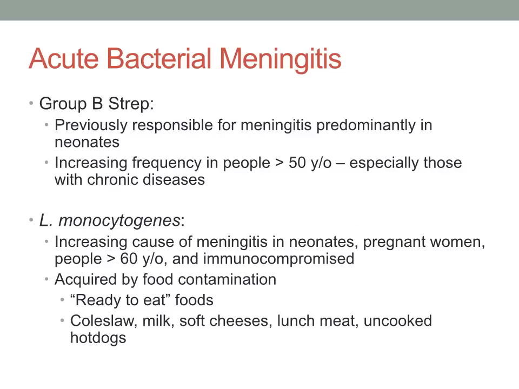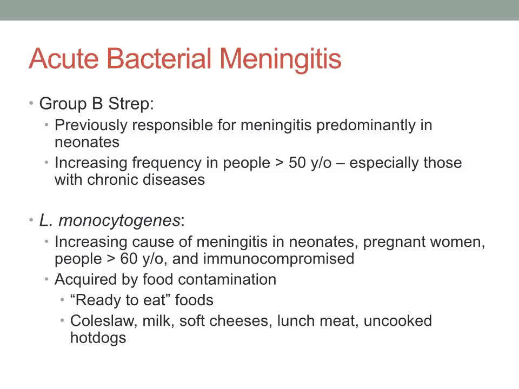Group B strep was previously responsible for meningitis predominantly in neonates. However, we're starting to see less of that. We are seeing it in increased frequency in people greater than the age of 50. Once again, especially those with chronic diseases, because most of them have some type of a suppression to their immune system. Listeria is an increasing cause of meningitis in neonates.